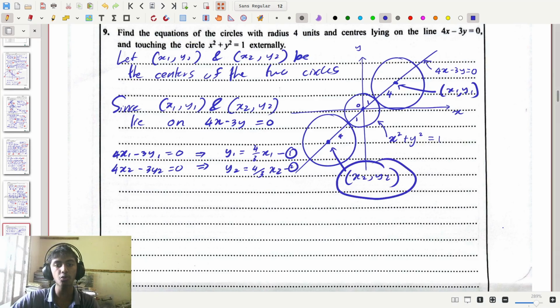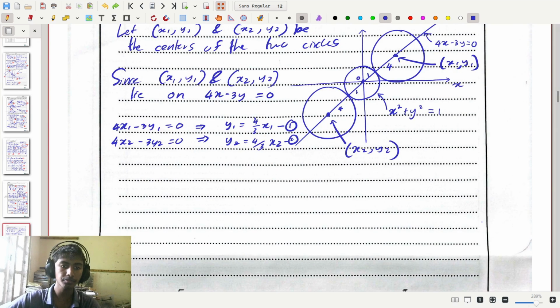Similarly, if we consider x2, y2, this is going to be 1 unit from this circle and this circle's radius is going to be 4 units. So therefore the total for this point as well is going to be 5 total units. So therefore we can say, from the diagram, if we take the distance of the x1, y1 point from the origin, which is going to be 5, we can see that x1 squared plus y1 squared is going to be equal to 25.